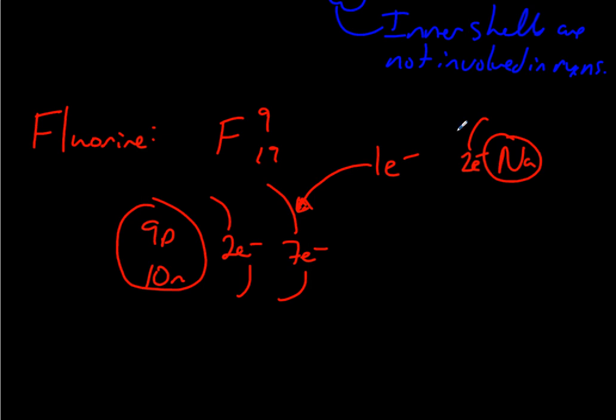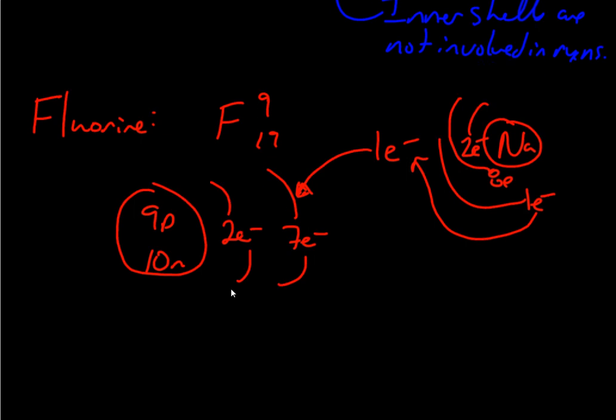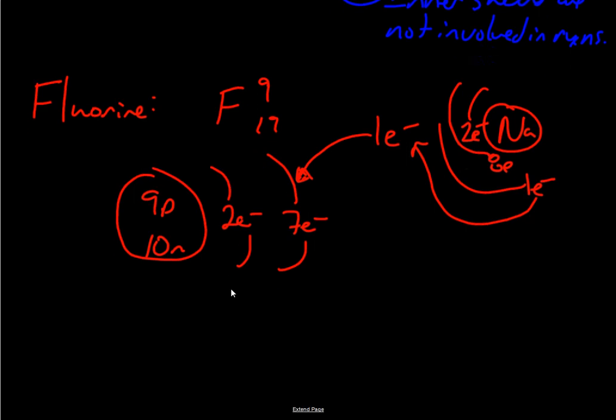Sodium's got that. And then sodium has this one extra electron hanging around. If it were to pass its electron over to fluorine, that would satisfy both their needs. I would be stable with my outer shell, and I would be stable with my outer shell. So this is essentially the very basics of a chemical reaction between a metal and a non-metal.